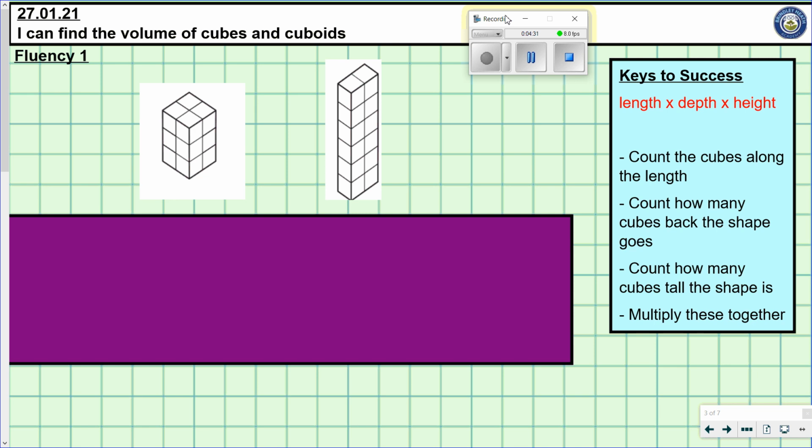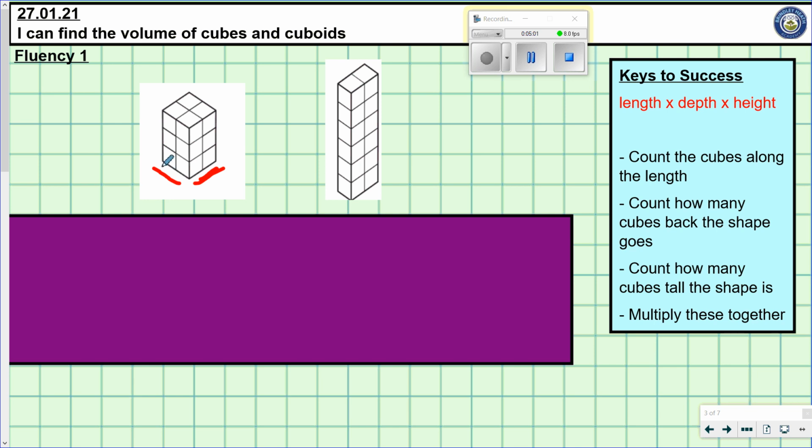Now, to find the volume of a shape, we have to use a formula, just like we have been doing with area, both this week and last week. So to find the volume of a shape, the formula is length times depth times height. So I'm going to take this cuboid that I've got here. When I'm talking length, I'm talking about this side here. The depth, I'm talking about how deep the cuboid is, how far it goes back. So I'm talking about this measurement here.